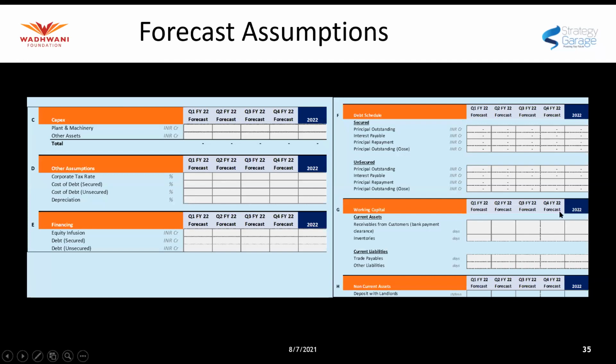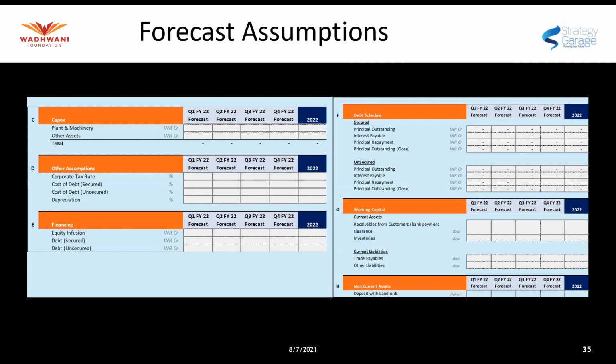Then you come to working capital. When you are talking about working capital, you are basically talking about receivables, inventories and payables. What level of inventory do you need? The way to put an assumption there would be, for example, I'm carrying 3 months of inventory. On an annual turnover, 3 months is basically 25%. So if you're doing, let's say, 40 crore revenue, that means you should carry an inventory of 10 crores. That is how that translates.